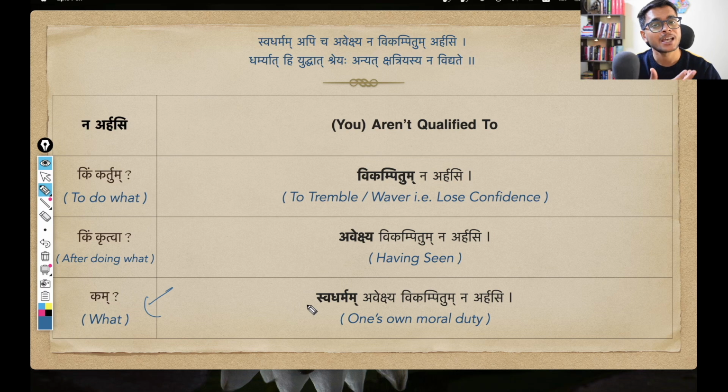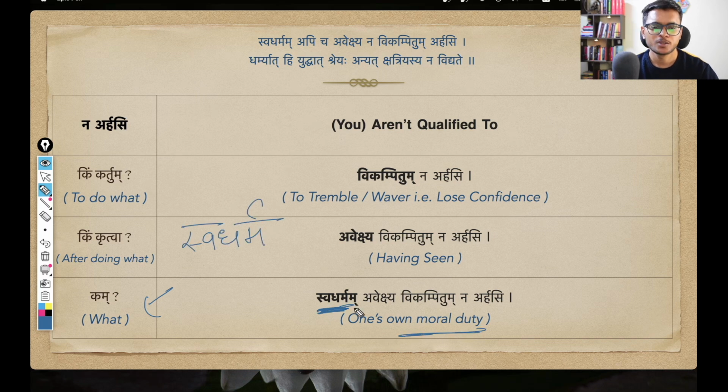That after seeing, having seen what? And we get the response, swadharmam avekshya. That after seeing one's own moral duty. So this swadharmam is coming from the pratipadika swadharma. Swadharma, in the context of the shloka, means one's own moral duty.